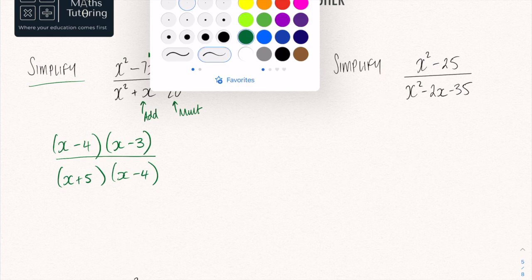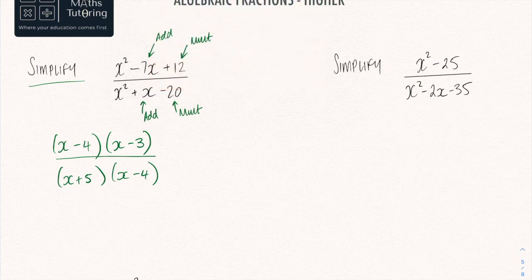From here you're then looking at, where can I actually cancel things out, where can I divide? X minus 4 divided by x minus 4 is basically 1, so they cancel each other out and you end up with x minus 3 over x plus 5, and that is your answer simplified.